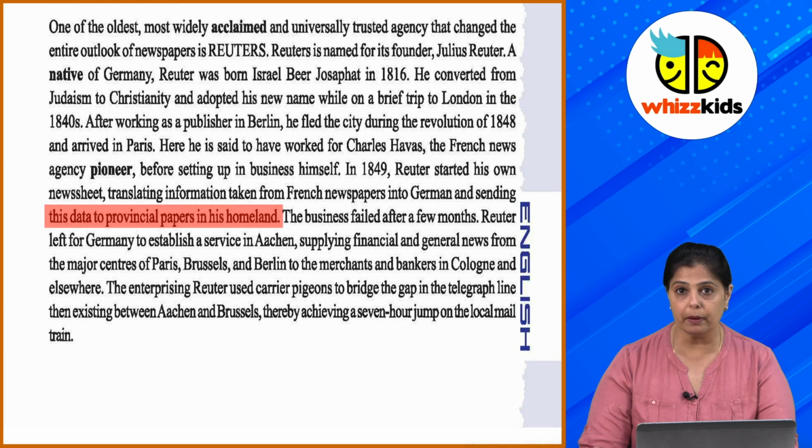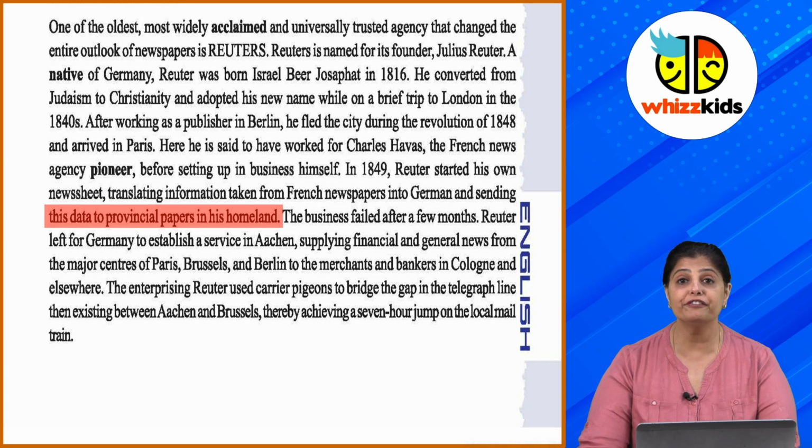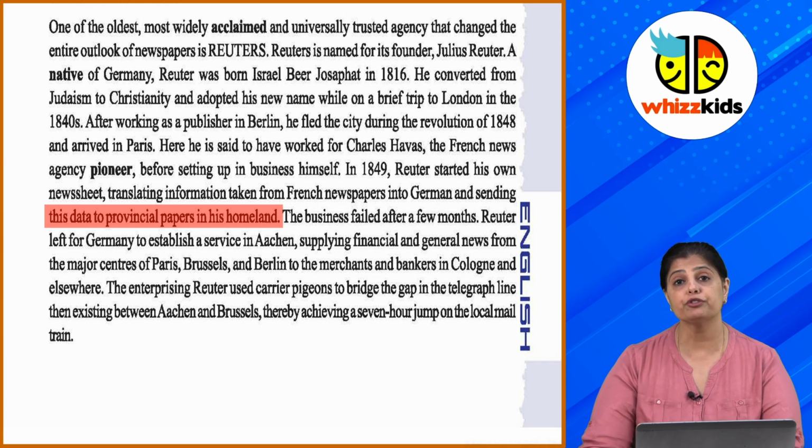After working as a publisher in Berlin, because a revolution happened there, he left in the year 1848 and then he went to Paris, okay. And here he started working with Charles Havas, who was the French news agency pioneer. After that, Mr. Reuter thought of having his own agency and starting his own business.